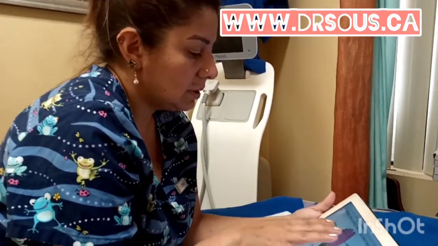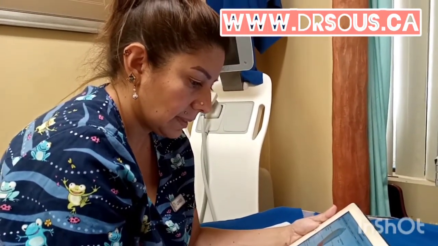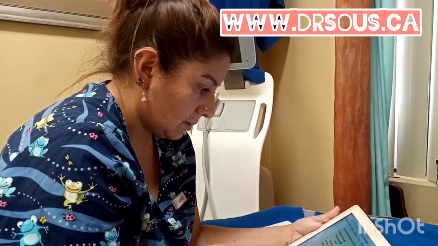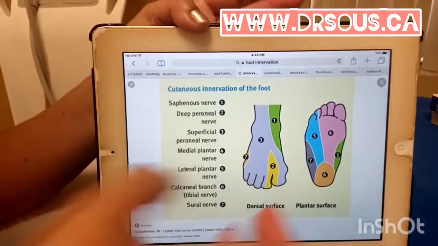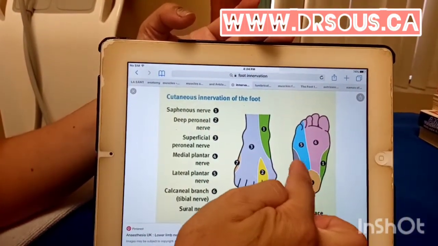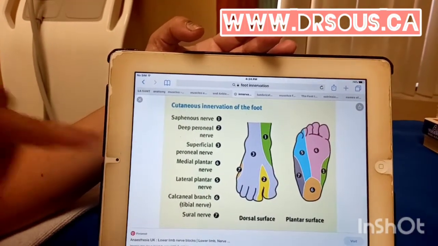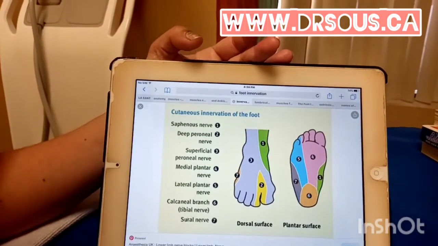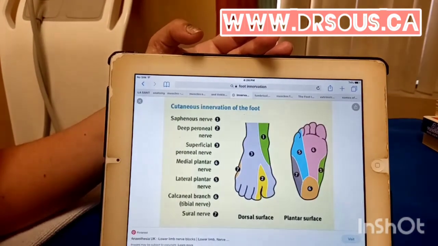So let me show another one that maybe is a little bit easier to learn. Okay, here for example, both areas, plantar and dorsal. I just show you this area. So we can see the dorsal area. If you see, for example, number 2 is the peroneal nerve. Number 3 is the superficial peroneal nerve.